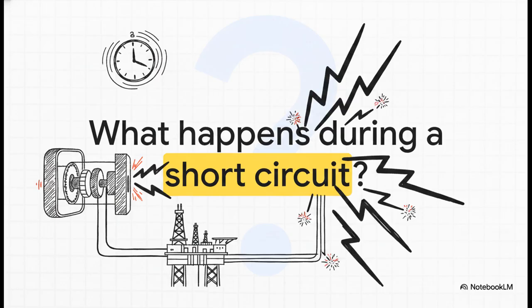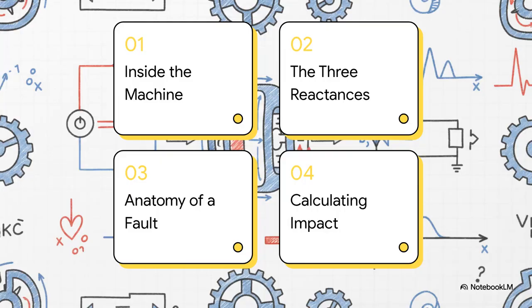And hey, for the graduate engineers watching, don't worry, we're going to build this step by step, taking you straight from the physical hardware all the way up to the practical fault calculations you'll be using out in the field. Here's our roadmap for today. 1. Inside the synchronous machine. 2. The 3 reactances. 3. Anatomy of a fault. And 4. Calculating the impact. Let's get right into it.